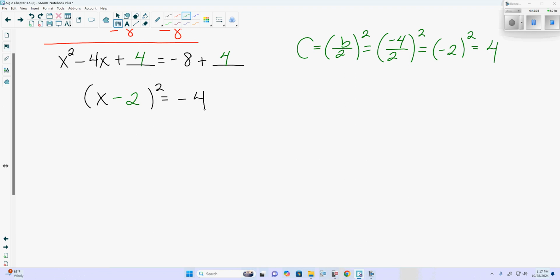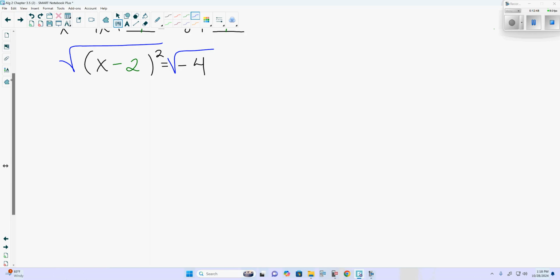I'd say for the most part, this is the square root method. We've done this before. It's just we're adding the process of making the perfect square trinomial. Our next step would be to square root both sides. Because on the left-hand side, our square root and square would cancel, telling us that x minus 2 is equal to plus or minus.